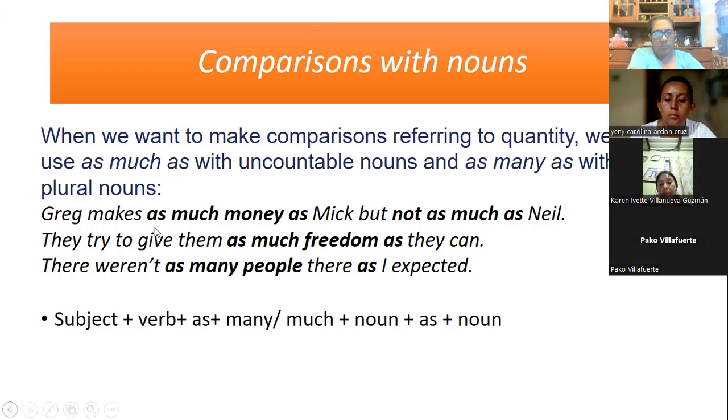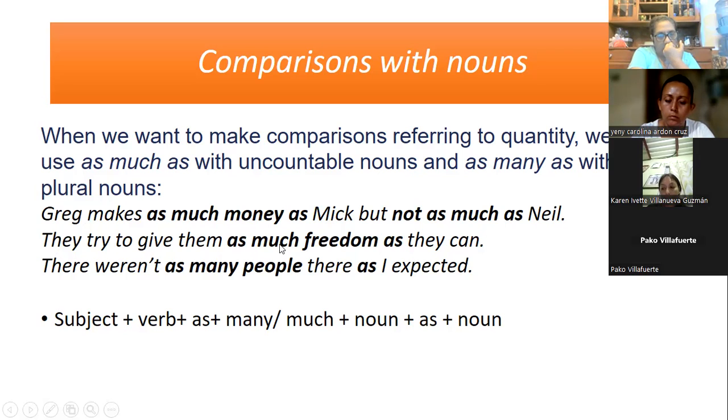Thank you. So we can see here, money is uncountable. So we use much. Greg makes as much money as Mike, but not as much as Neil. So who makes more money? Who makes more? Mike, Greg, or Neil? Neil, exactly. Greg and Mike make the same. So Greg and Mike make the same amount of money, but Neil makes more.